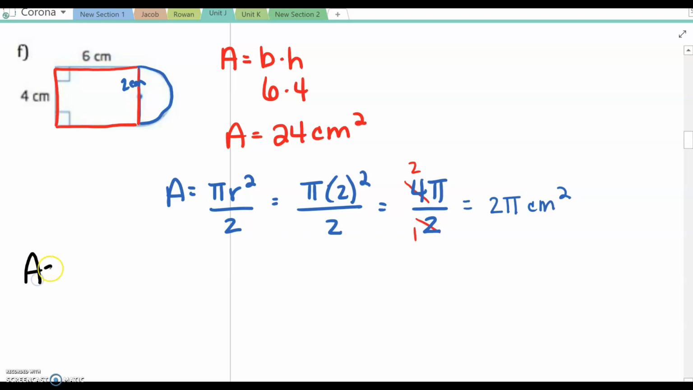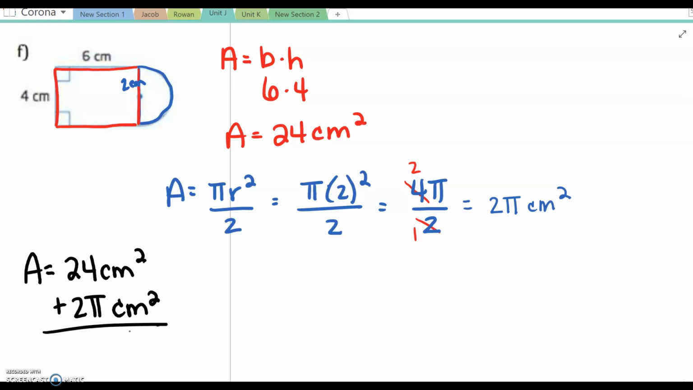Area equals 24 centimeters squared plus 2 pi centimeters squared. So 24 plus 2 pi. I do that in the calculator. It's not 24 plus 2, times pi. It's 24 plus 2 times pi. So that gives me an area of approximately 30.3 centimeters squared.